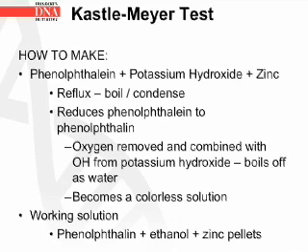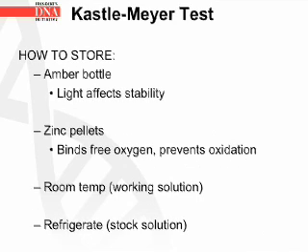Now let's go over how to make the Kastle-Meyer reagent. First, you have phenolphthalein plus potassium hydroxide and zinc. You reflux, boil, and condense. During this process, you're reducing the phenolphthalein to phenolphthalin. Oxygen is removed and combined with OH from potassium hydroxide, and this boils off as water, and this becomes a colorless solution. The working solution is phenolphthalin, ethanol, and zinc pellets.